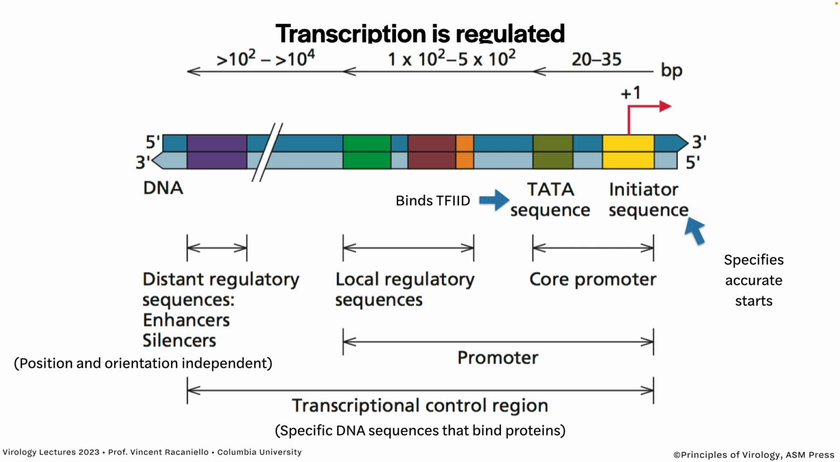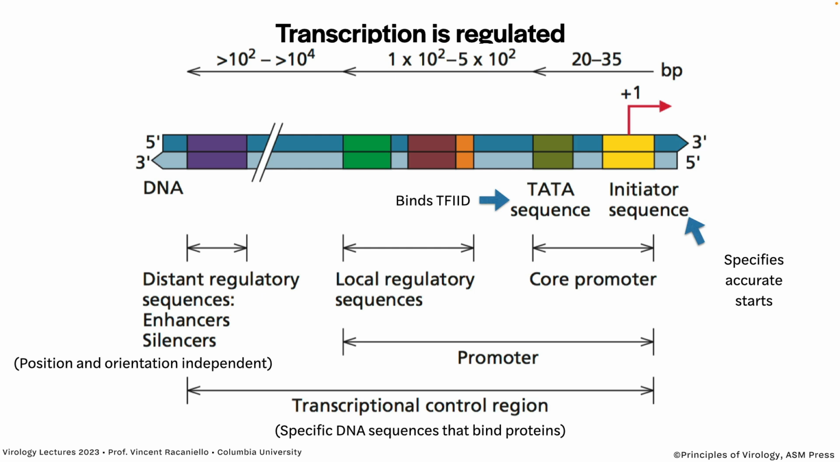But then upstream, there are even more sequences that can regulate transcription. They can be many thousands of base pairs away. They're called enhancers if they enhance transcription, or silencers if they shut it down. And they are position and orientation dependent. They can be on either strand, and they're quite far away. So this is all the transcriptional control region.